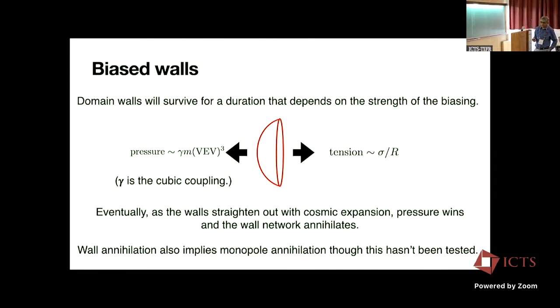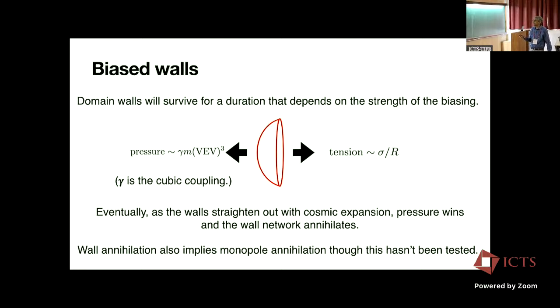And so the first objection to this is that if you have walls that interact with magnetic monopoles and sweep them away, then you're stuck with a domain wall problem. The domain walls are also not good for cosmology.